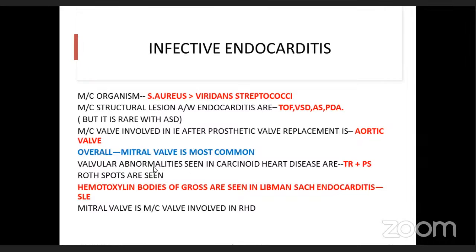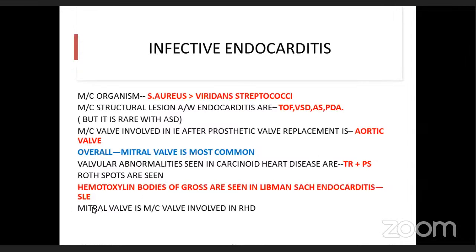Okay. We know the classical Roth spots, Janeway lesions, Osler nodes. These are the classical findings of infective endocarditis. There is this new one, that is hematoxylin bodies. Hematoxylin bodies of Gross are seen in Libman-Sacks endocarditis. As I told, the vegetations are seen below the valve. This is classical of SLE. So in SLE, you also see these bodies, that is hematoxylin bodies of Gross. Okay.